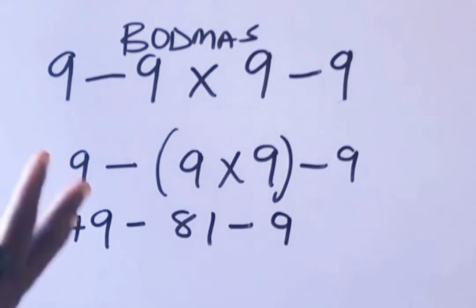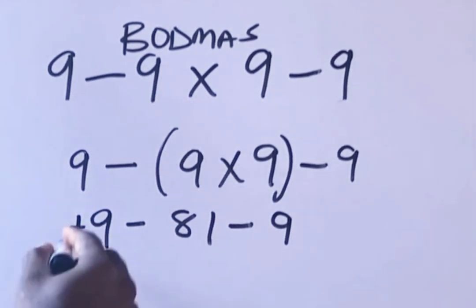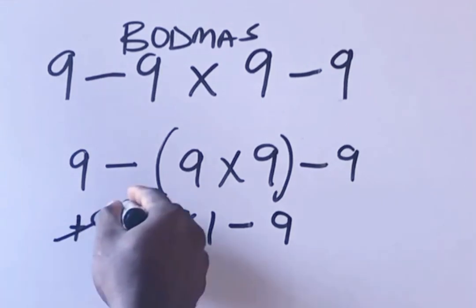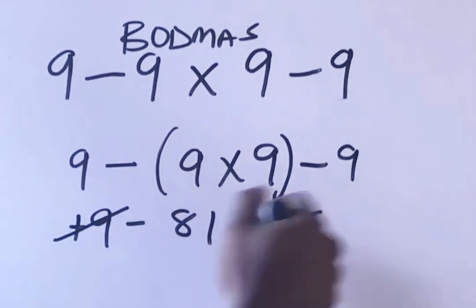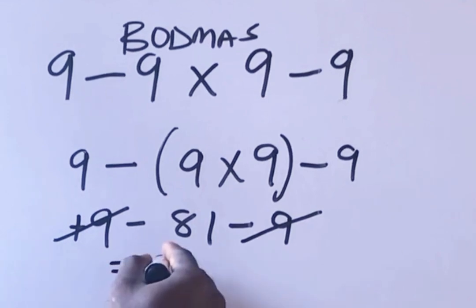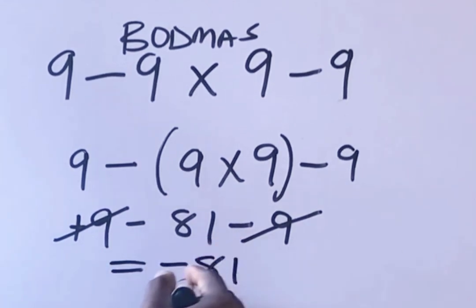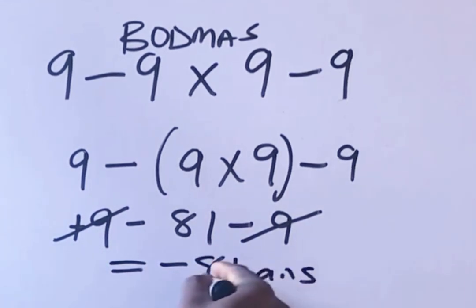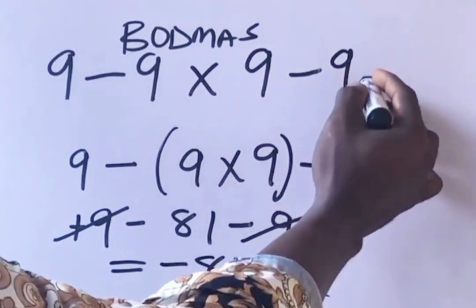So the simplest way to get your answer here is this plus cancel this one. Plus 9 we cancel out minus 9. And our final answer will be what? Minus 81. This is our final answer. So our final answer is what?